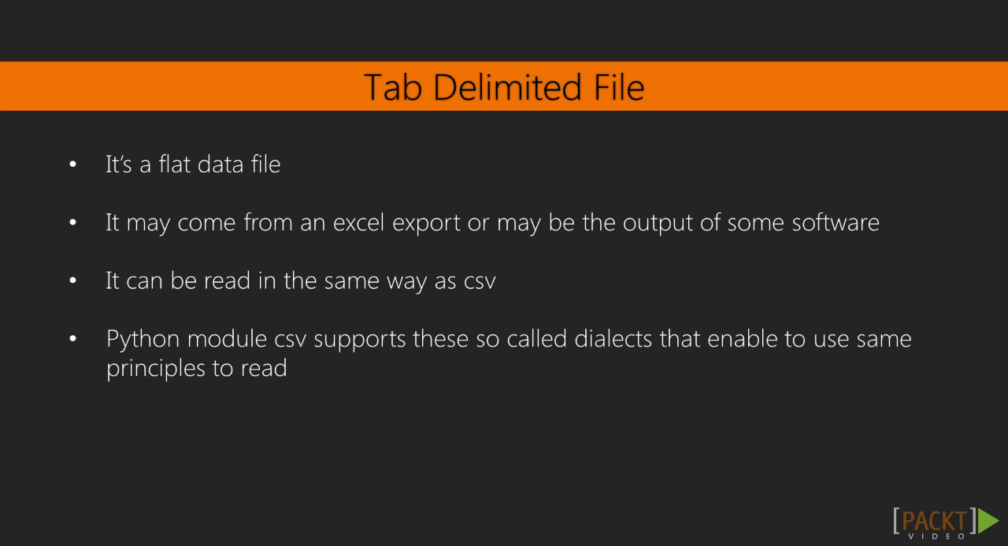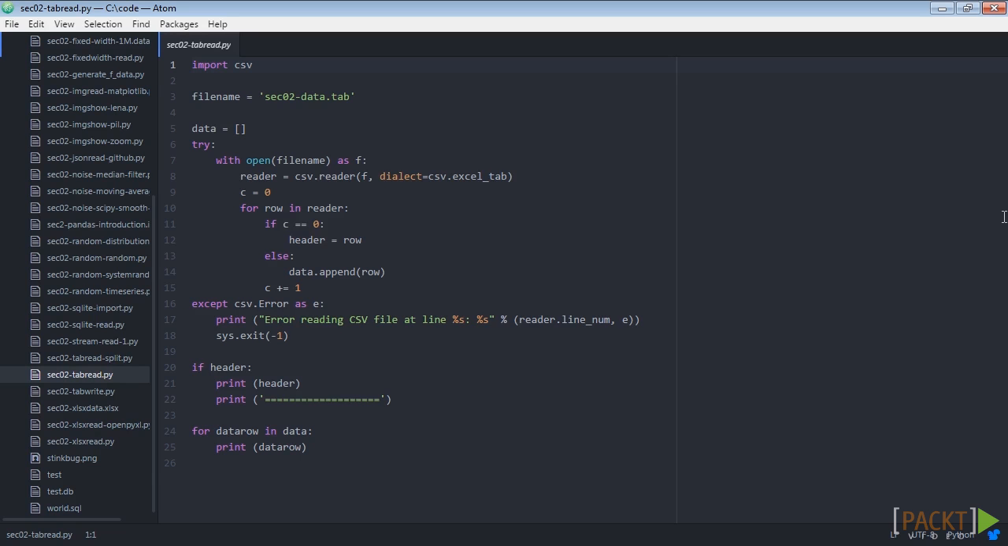Another very common format of flat data file is the tab delimited file. This can also come from an Excel export, but can be the output of some custom software we must get our input from. The good thing is that usually this format can be read in almost the same way as CSV files, as the Python module CSV supports the so-called dialects that enable us to use the same principles to read variations of similar file formats, one of them being the tab delimited format.